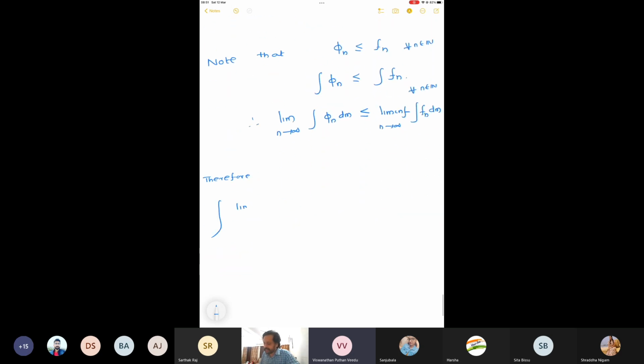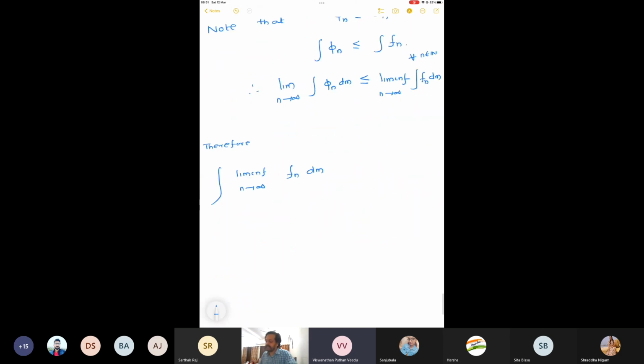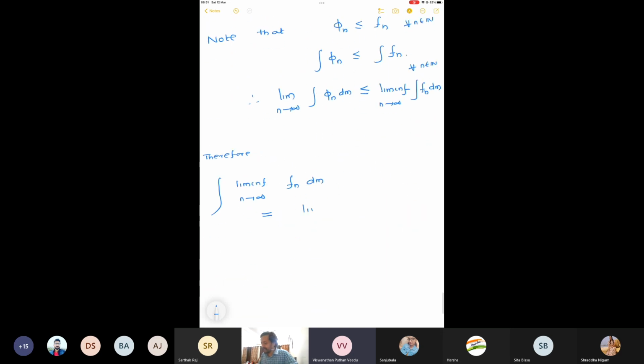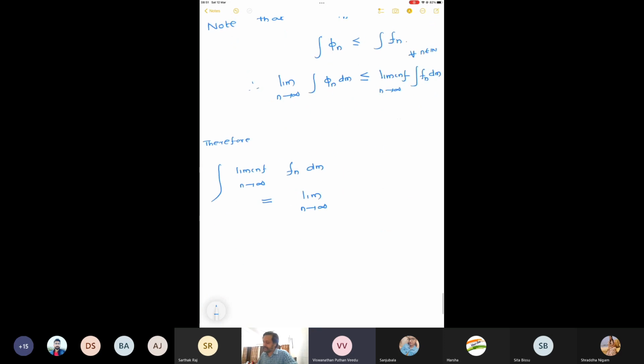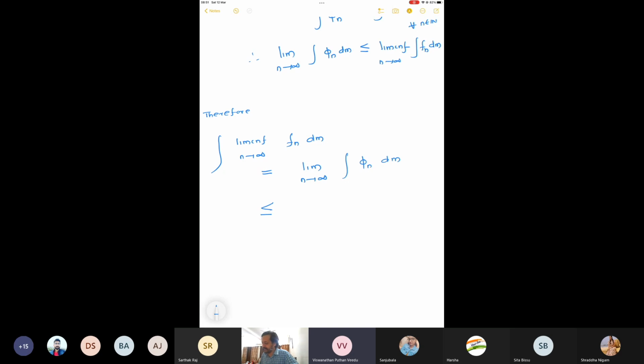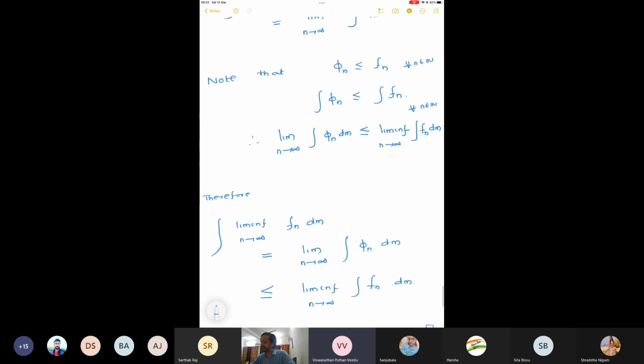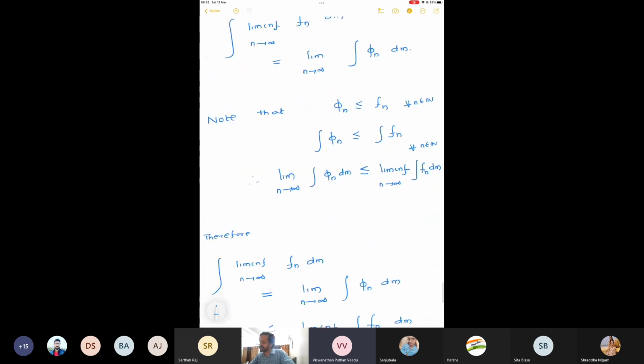The integral of the limit infimum of Fn dm is equal to the limit of the integral of phi n dm, but the limit of the integral of phi n dm is less than or equal to the lim inf of the integral of Fn dm, and this is what the result demands. The integral of the limit infimum is less than or equal to the limit infimum of the integral. Please keep in mind the limit of the integral of Fn may not exist. So that finishes Fatou's lemma.